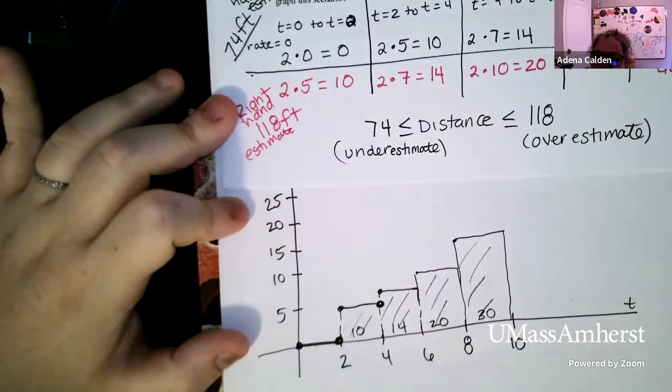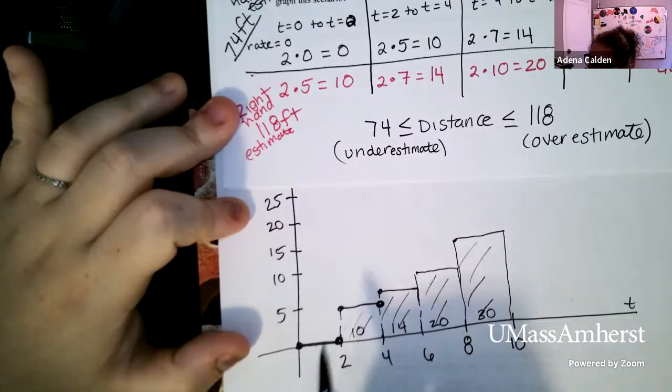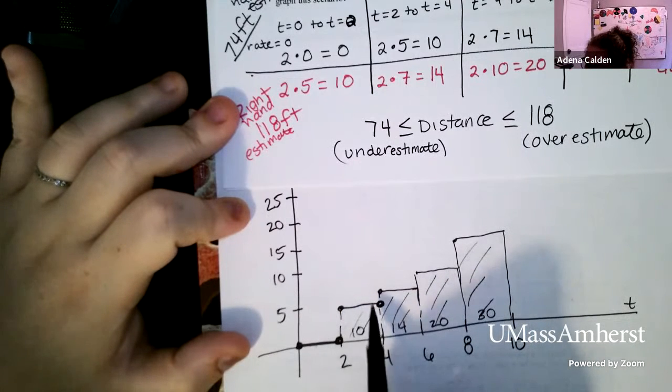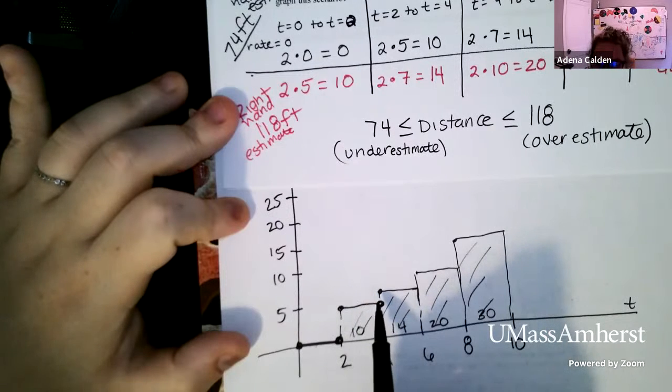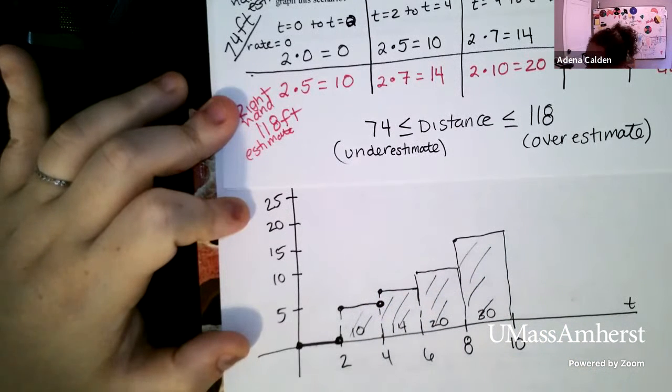By picking a constant rate for a particular time interval, that makes this into a rectangle. That constant rate is what gives us the ability to turn this into a rectangle.